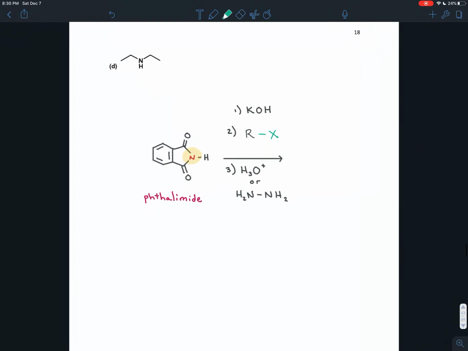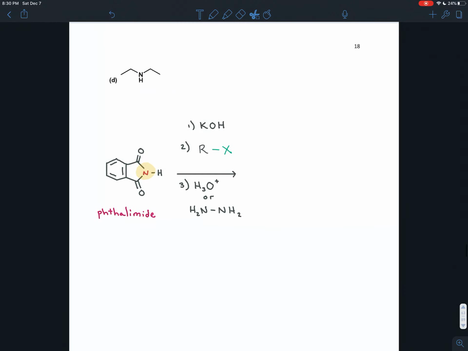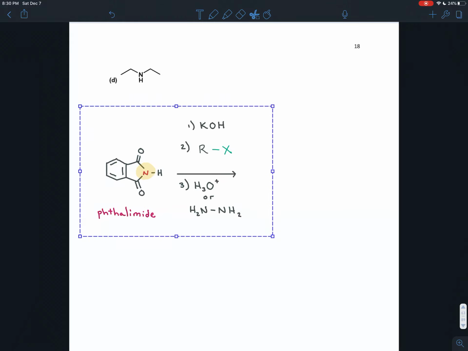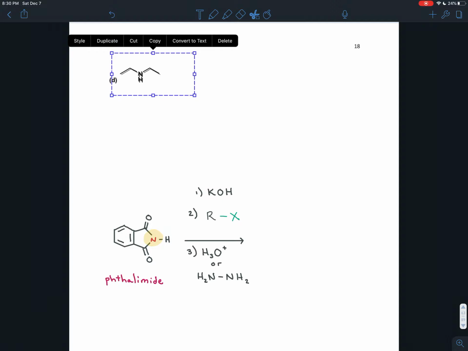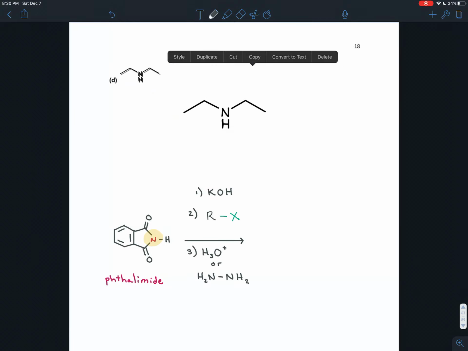Okay, let's try it with D. Now we know that we want to use the Gabriel synthesis. They ask us to. Well, they don't say the word Gabriel synthesis specifically, but they say the word use phthalimide as your nitrogen source. And so that's essentially saying use the Gabriel synthesis. Now to use this, we're going to look at our molecule, and any bonds between a nitrogen and a carbon we're going to break.